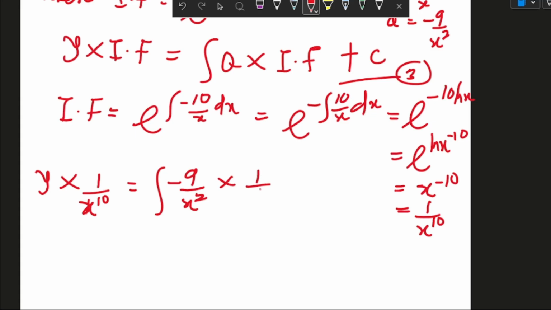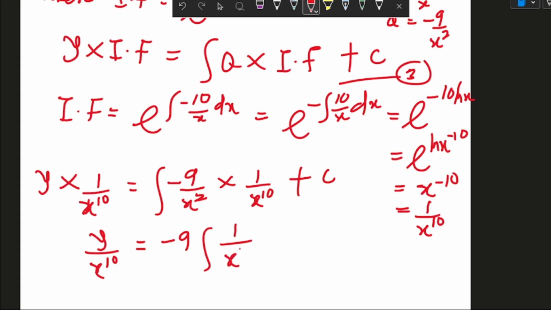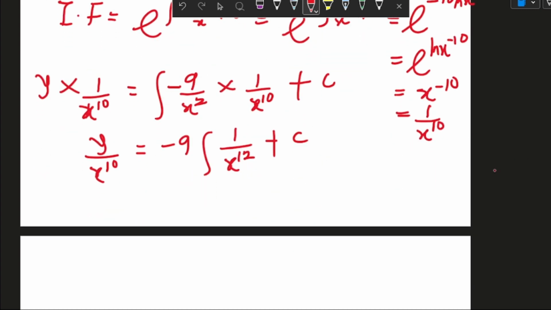We have it to be 1 over x to the power of 10, then plus c. So I have this y over x to the power of 10 equals, I think I can bring in my minus 9 out, equals x squared times x to the power of 10 will give me 1 over x to the power of 12 according to the law of indices, then plus c. Now the next thing I would do is to integrate 1 over x to the power of 12.